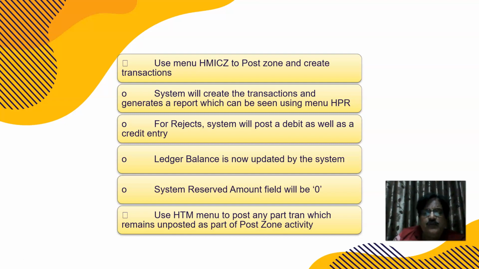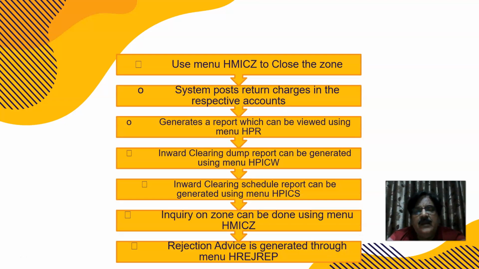Use HTM menu to post any part transaction which remains unposted. Generally it should post all, but in case any leg is not posted, we can post through HTM menu option. Then we have to close the zone. Use menu option HMICZ to close the zone. System posts return charges in the respective accounts, generates a report which can be viewed in HPR. Dump report can be repeated through HPICW. Whatever clearing reports we had generated, it gives a huge bunch of dump reports.